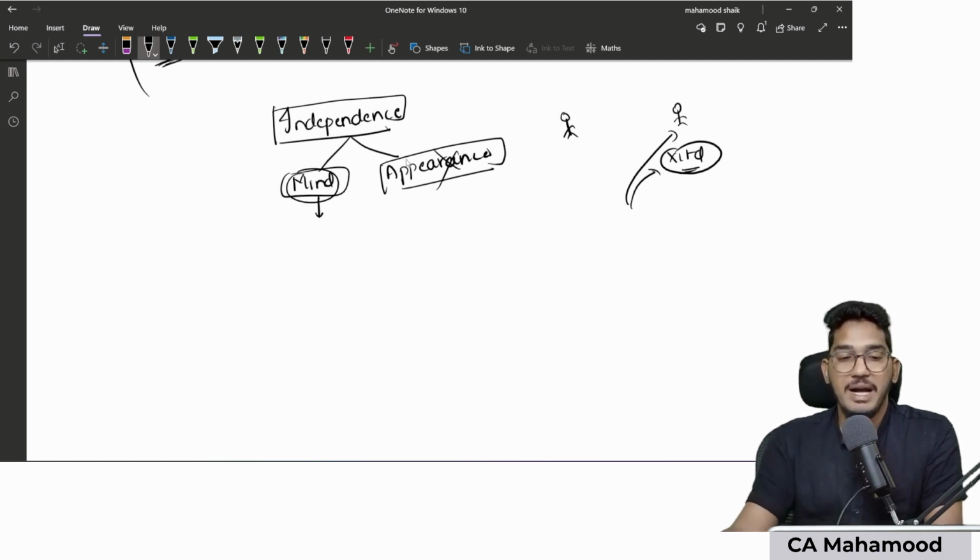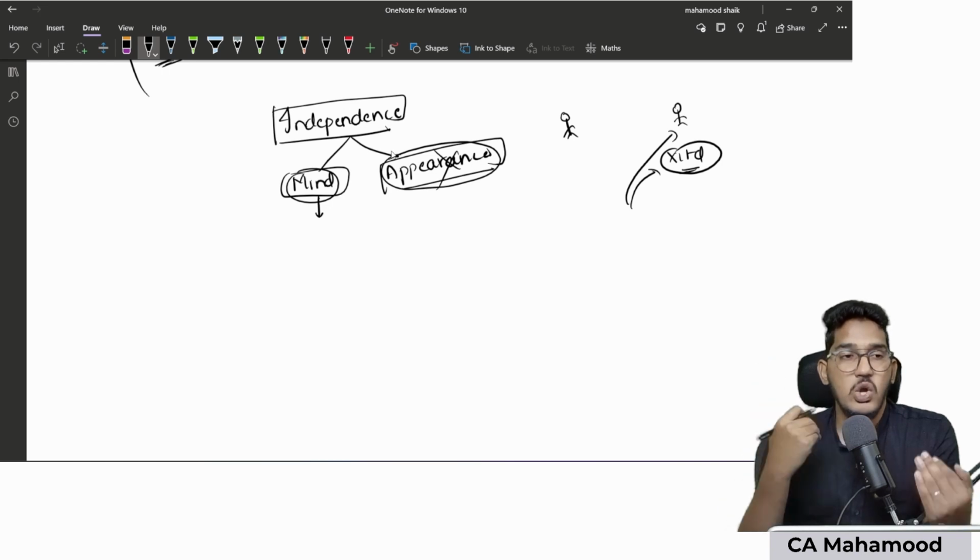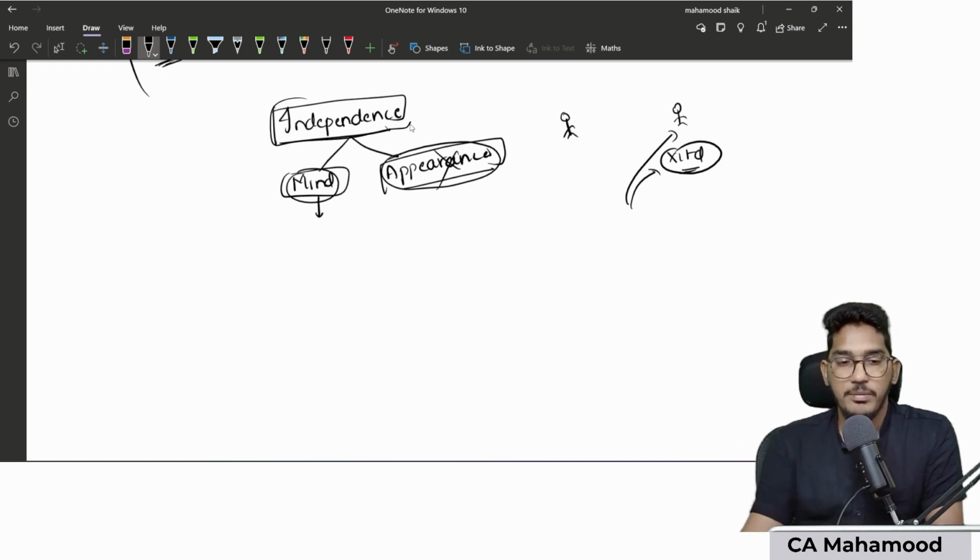One is independence of mind and the other one is independence of appearance. Independence of mind means it is agreement of mind to act independently. Independence of appearance means not having any kind of relationship with the client which will make your independence get compromised. So like this, independence will be of 2 types. And there are some safeguards to independence. Sir, how to protect my independence?